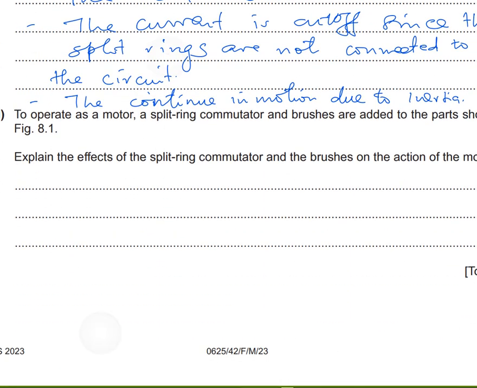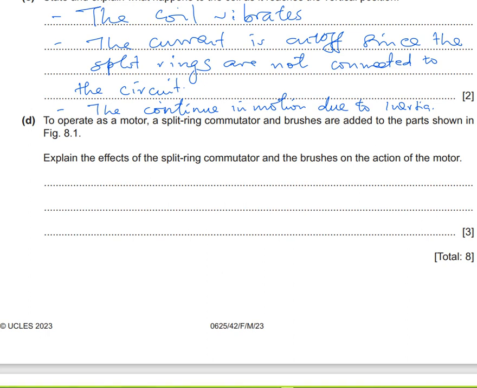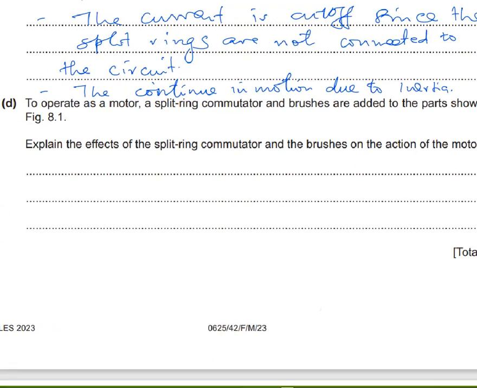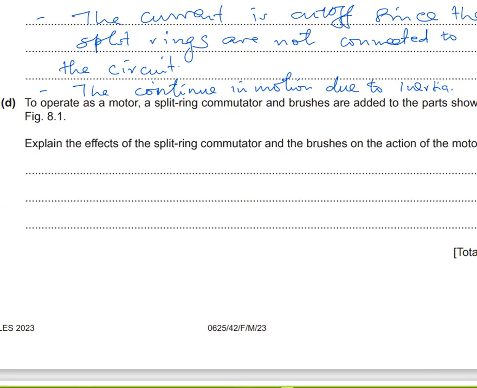Let's go to part C. Explain the effect of the split rings, commutators, and the brushes on the action of the motor. So to operate a motor, split ring, commutator, and brushes are added to the part as shown in that figure. Explain the effect of the split ring, commutator, and the brushes on the action of the motor.